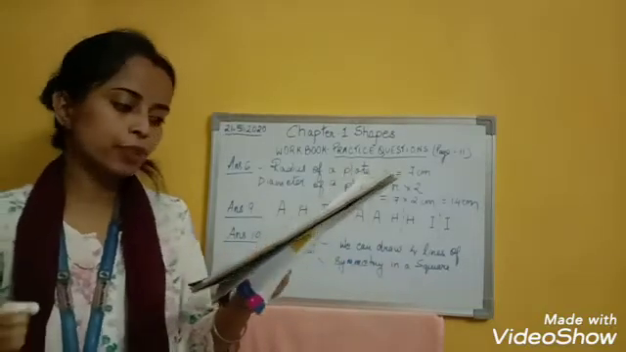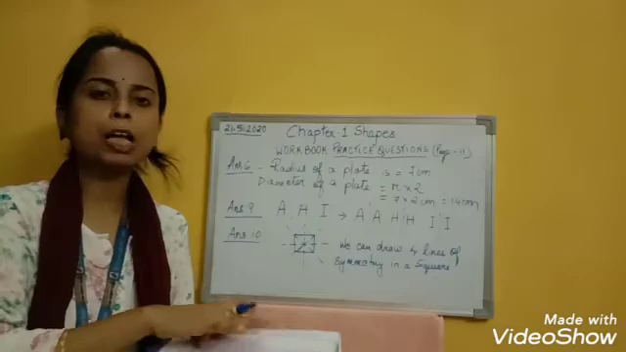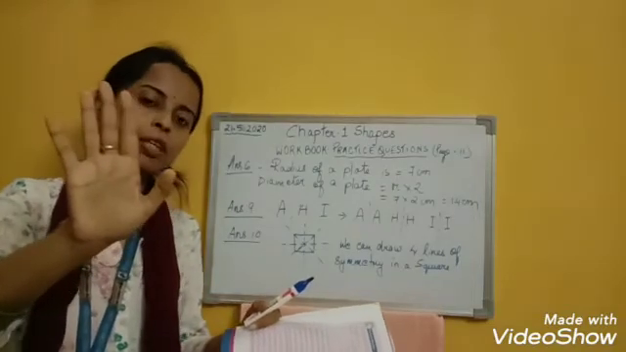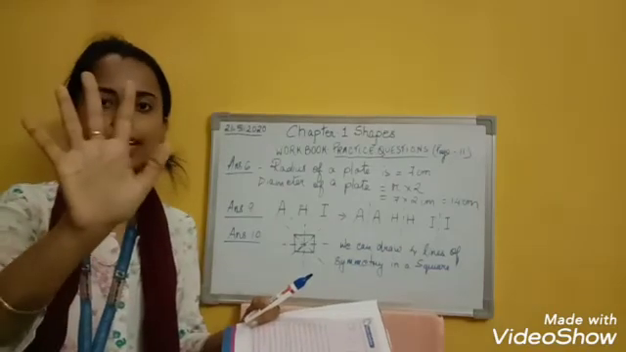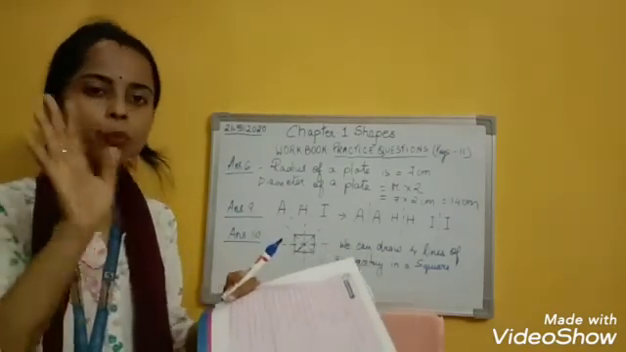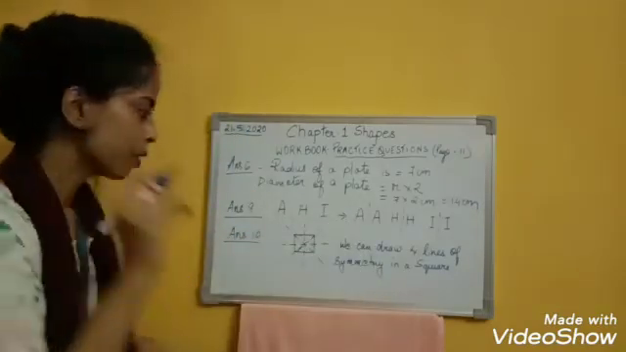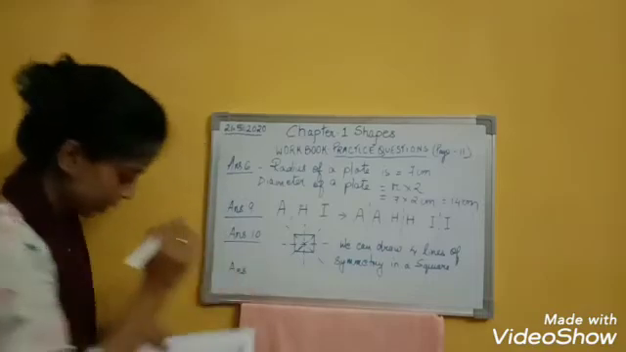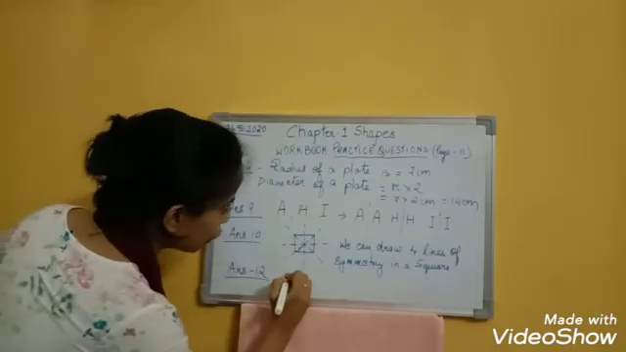Question number 12. Can you draw a line of symmetry through the palm of your hand? Palm of your hand. Can you draw the line of symmetry? Tell me, children. Can you draw? When you draw the line of symmetry, is it equal both sides? No. So the answer is no. We cannot draw a line of symmetry through the palm of our hand. Alright. So answer 12 is no.